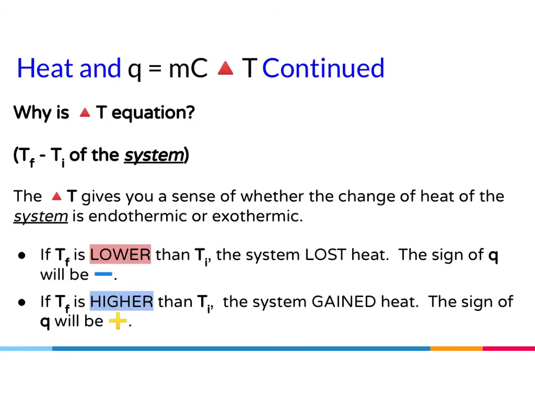So why is delta T in the equation? It is final minus initial of the system. The delta T gives you a sense of whether the change of the heat of the system is endothermic or exothermic. So if the final temperature is lower than the initial temperature, then the system lost heat and Q should be negative. It was exothermic. If the final temperature is higher than the initial temperature, then the system gained heat, Q is positive, and the change was endothermic.